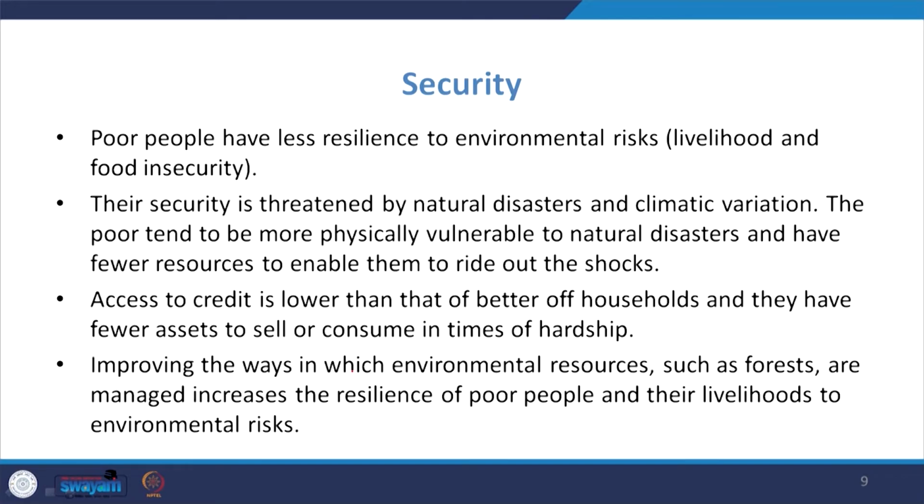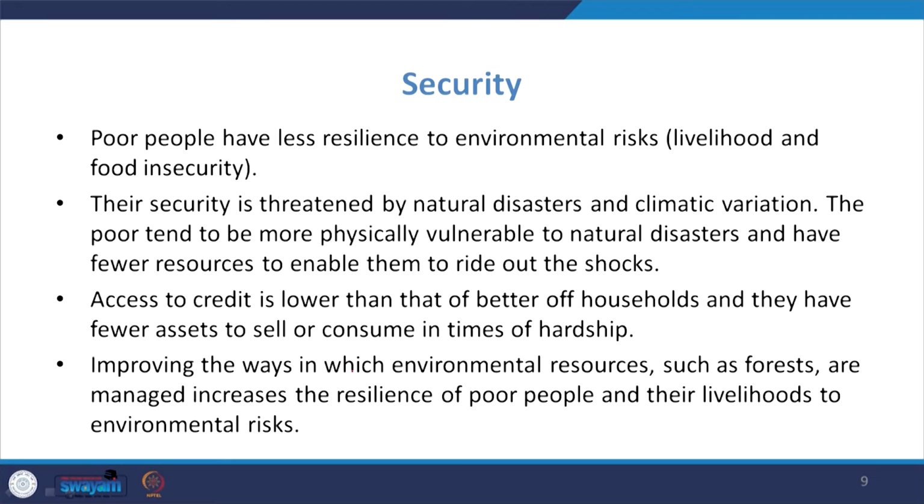Their security is threatened by natural disasters and climatic variations. They tend to be more physically vulnerable to these disasters, and they have fewer resources to enable them to get rid of these adverse consequences of environment, like they have less access to credit, they have poor housing conditions, they have less assets to sell or consume at the time of hardship. So, poor people have less access to credit, access to the assets, access to the living conditions, and therefore, when there is an environmental crisis or risk, they fall into the poverty trap.